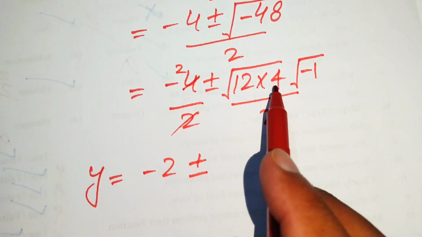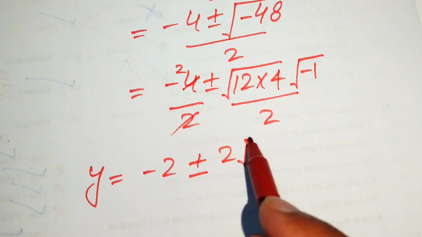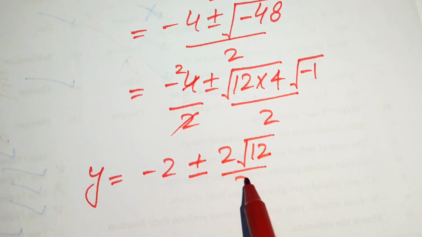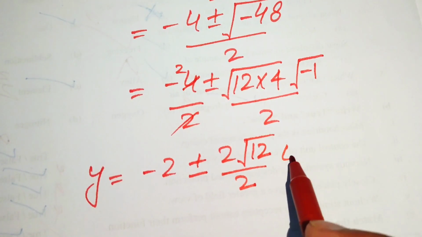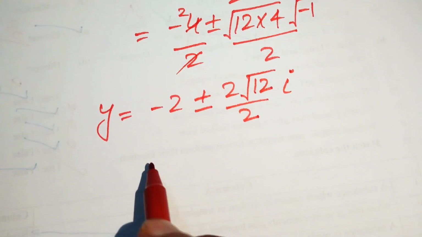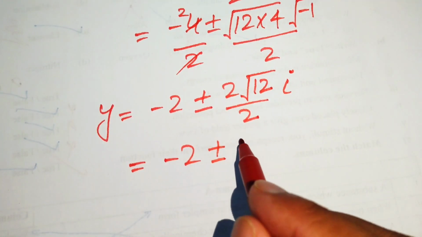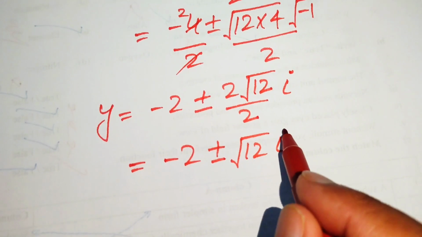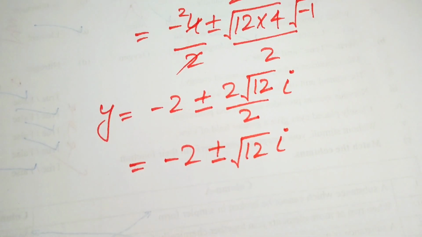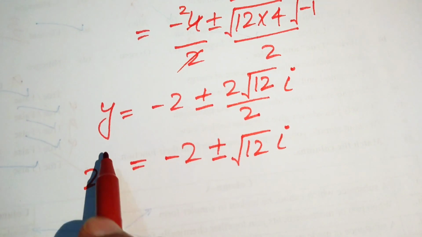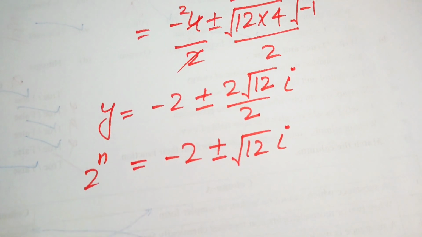here we know that the square root of 4 is equals to 2, into square root of 12 divided by 2, and square root of minus 1 equals to iota. So here finally we get the value of y is minus 2 plus minus square root of 12 into iota. So this is the value of y, and now we back substitute the value of y here. So we have the value of y is 2 to the power of n.